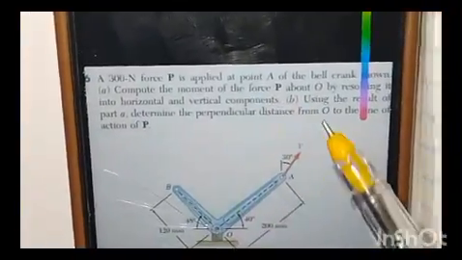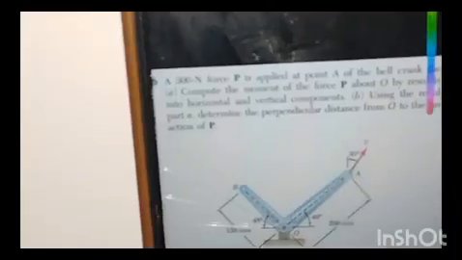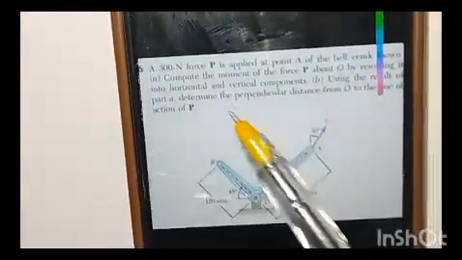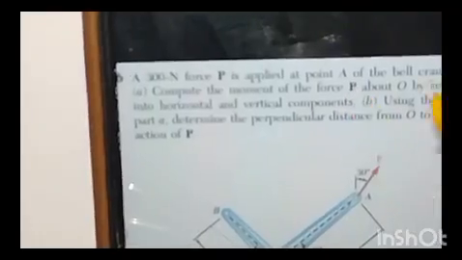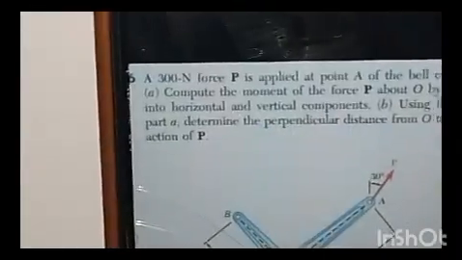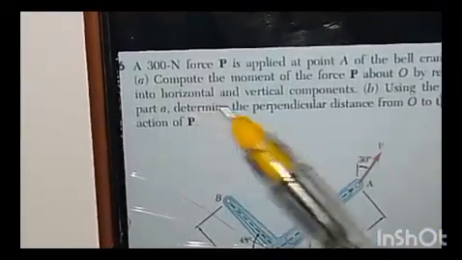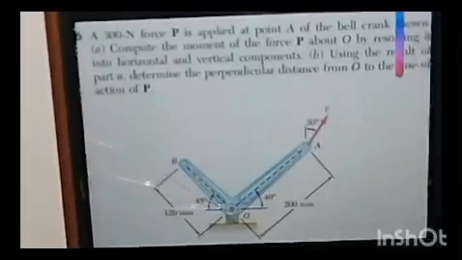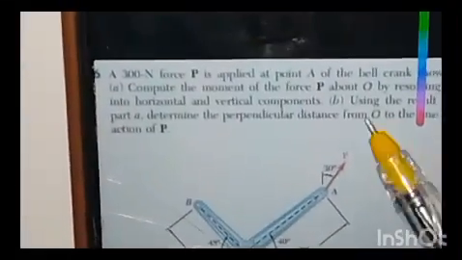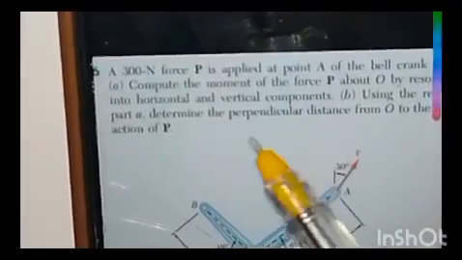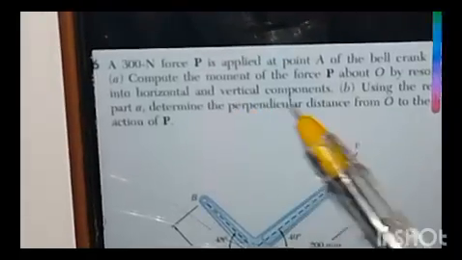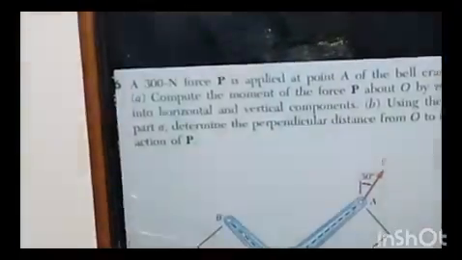So here is a question on moment of force. The question says a 300 Newton force P is applied at point A of the bell crank shown. For question A, it says compute the moment of the force P about O by resolving it into horizontal and vertical components. Don't forget this is our force P.